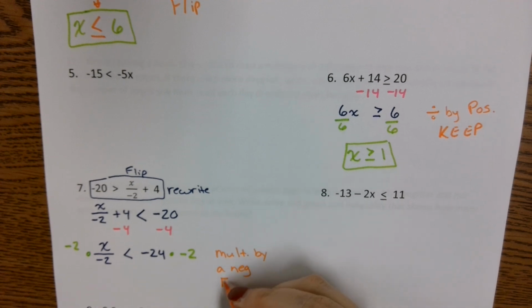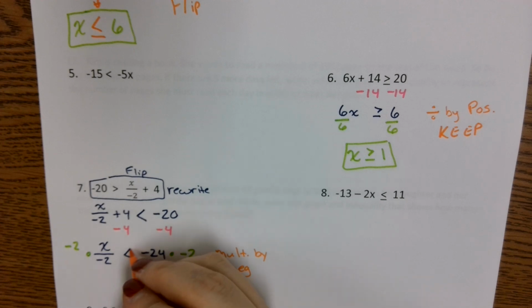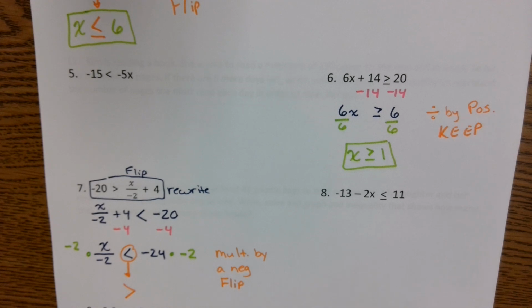Flip. We multiplied by a negative. We're going to flip this inequality. So the less than symbol becomes a greater than symbol. And we'll get x is greater than a positive 48.